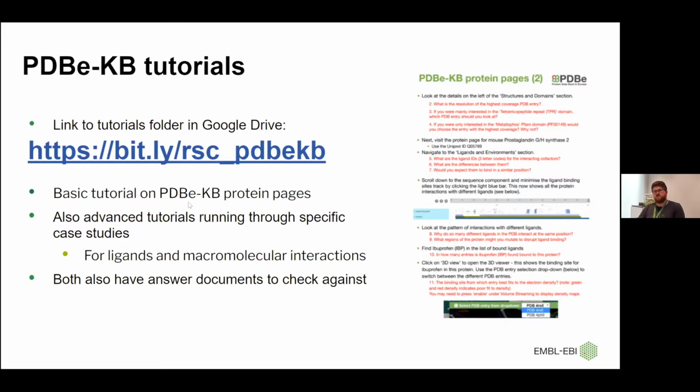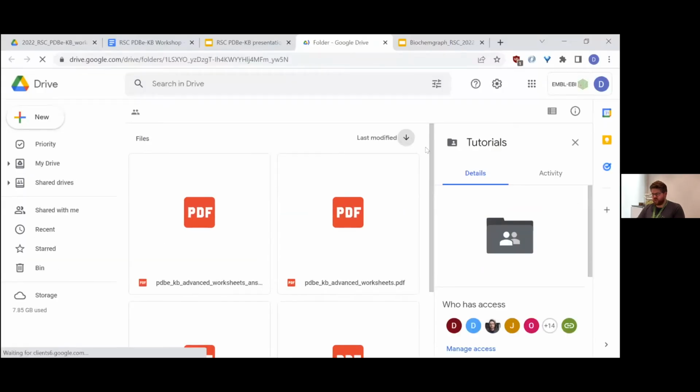So we have a basic tutorial on Pdbkb protein pages, how to access data and look at interactions. We've also got some nice advanced tutorials that Preeti put together, which are looking at specific case studies. So looking at either ligand interaction data, macromolecular interaction data, how to find additional functional information. And in the tutorials folder, they should both also have answer documents, so you can run through those tutorials and check against the answers. So what I will do is just click on that link and show you where these are.